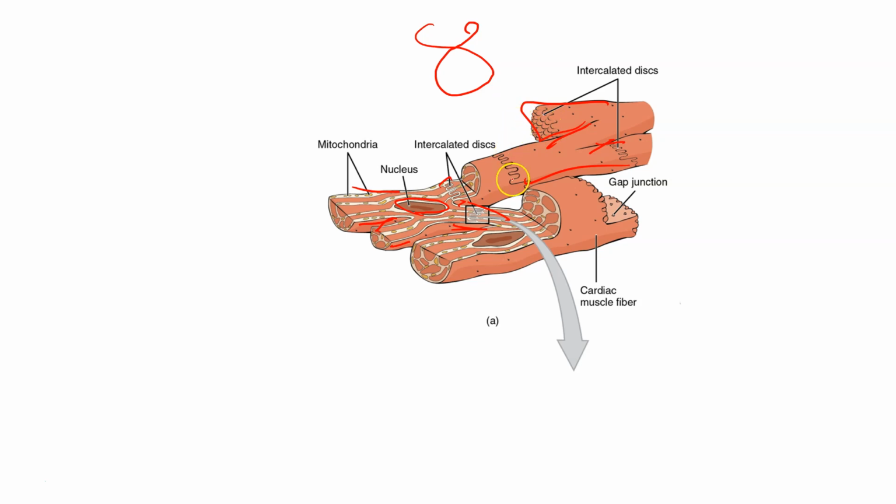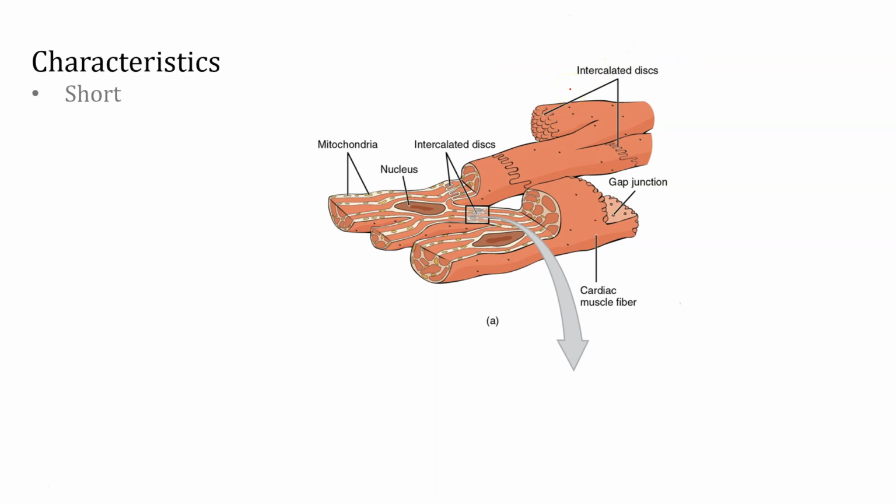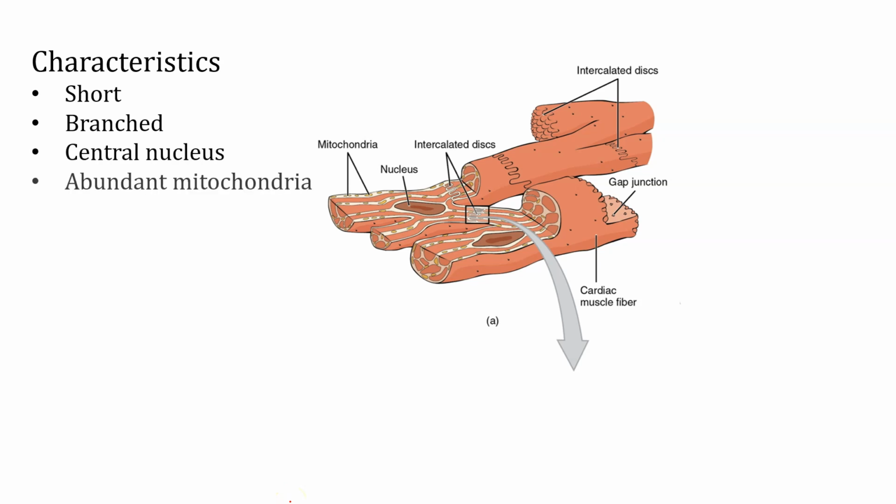Because they're so branched, you can get a large network of cells that are interwoven together, so that it's not just a linear bunch of cells all running in one direction. Another thing is that they're quite short. A skeletal muscle fiber can be really, really long, a super long cylindrical fiber, but these are relatively short. They're branched, they have a central nucleus. They'll have a lot of mitochondria, so in this picture you're seeing all these little mitochondria, and that reflects the fact that they are going to engage in a lot of aerobic respiration.